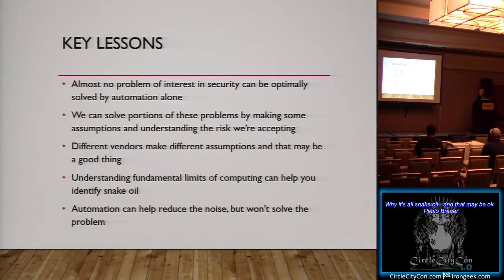So key lessons: almost no problem of interest can be solved optimally by computation alone. You still need smart people. We can solve portions of these problems by making assumptions and understanding the risks we're accepting, and those need to be conscious choices. If you're the decision maker, you need to understand the risk you're accepting. And if you're not the decision maker, you need to explain to the decision maker the risk they're accepting.